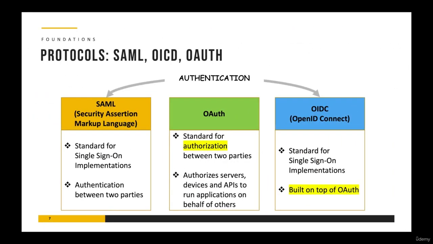Let's have a look at some of the protocols used in Identity Federation. The first is SAML, Security Assertion Markup Language. It's a standard for single sign-on implementation, and the basic service that it provides is authentication between two parties. Next is OAuth, which is a standard for authorization between two parties. It authorizes servers, devices, and APIs to run applications on behalf of others. Finally, we have OIDC, which is again a standard for single sign-on implementations. The interesting point about it is that it is built on top of OAuth.